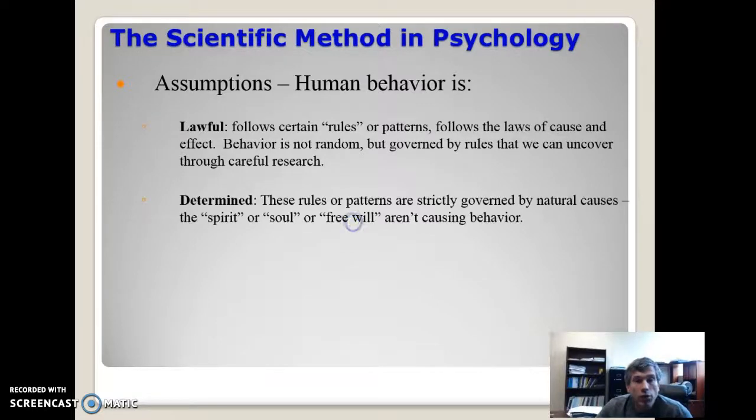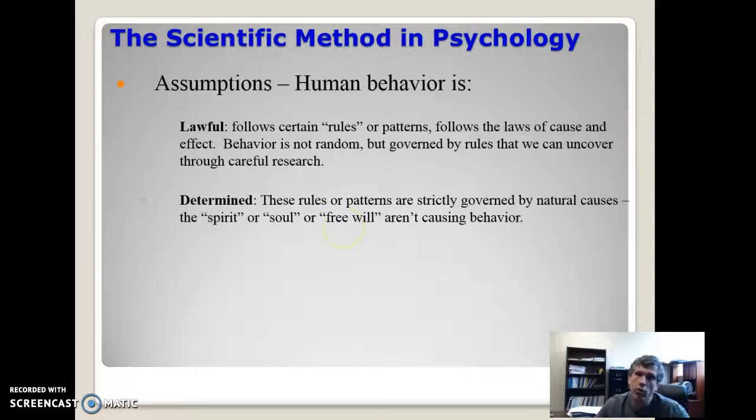Related to that, we also assume that human behavior is determined. In other words, that there is a cause and effect there, and that those causes and effects are things that exist in the natural world, things that are at least potentially observable. In science, we do not like explanations that hinge on these intangible, metaphysical things like your spirit, your soul, your free will. It doesn't mean that scientists don't necessarily believe in those things, or that you can't if you want to be a scientist.